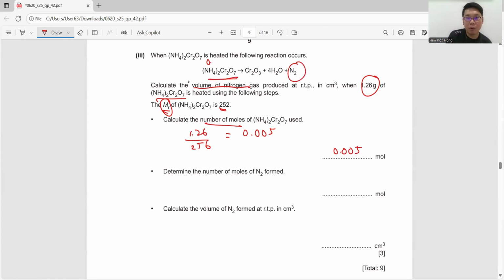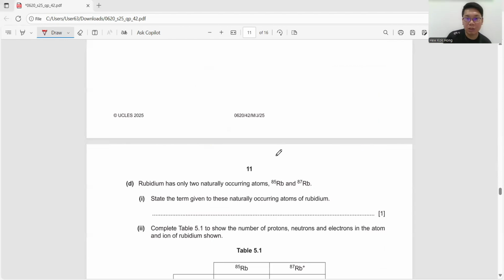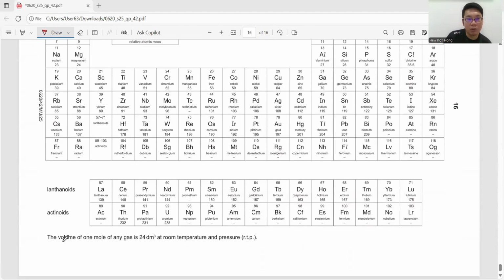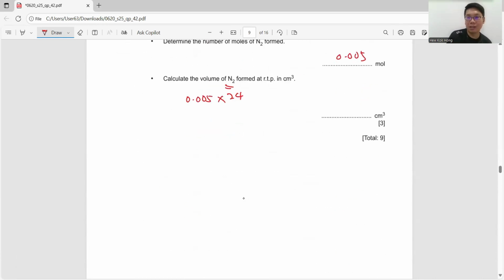Determine the number of moles of nitrogen formed. If 0.005 mole, the ratio between them is 1:1, so here also 0.005 mole. Next, calculate the volume of nitrogen formed. If we have the number of moles, we just times with 24 dm cube, refer to the back. They say volume is 24 dm cube. But here it is in cm cube, so we convert dm cube to cm cube, 3 more 0. Then you key in the calculator, and you get the answer 120 cm cube.